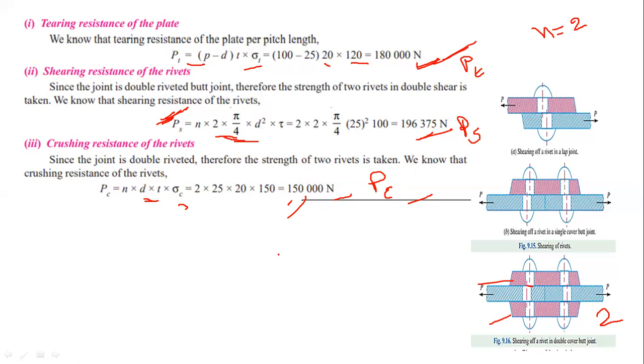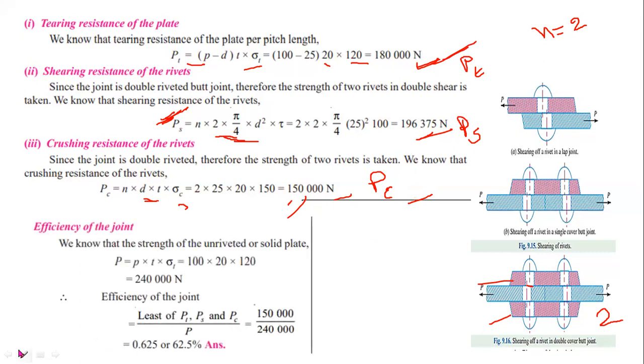So for determining the efficiency of the joint, you have to use least strength, that is 150,000. And the strength of the unriveted plate or solid plate is P dash. P dash equal to P into T into sigma T. P is the pitch, T is the thickness and sigma T is the tensile stress for plate material. 100 mm pitch, 20 mm thickness, sigma T equal to 120 megapascal. The answer is 240,000 is the strength of the unriveted plates.